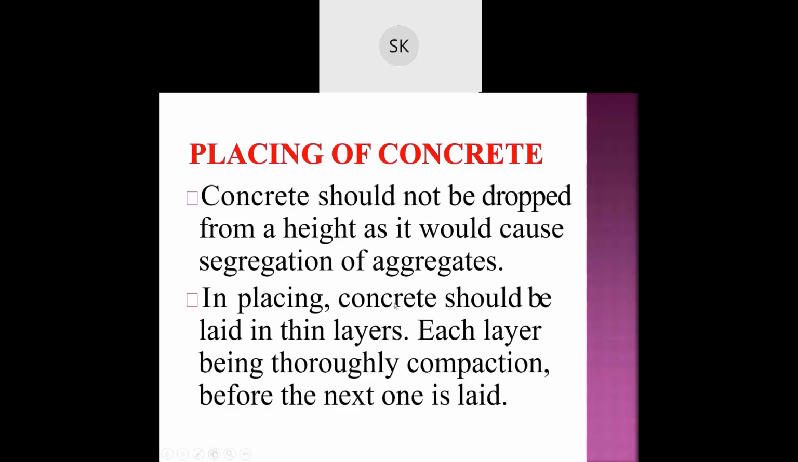In placing, concrete should be laid in thin layers, each layer being thoroughly compacted before the next one is laid. So if you see, a slab has a thickness, right? It will be 120 mm to 125 mm. So when you apply one layer, you should compact it thoroughly, then apply the top layer over that.